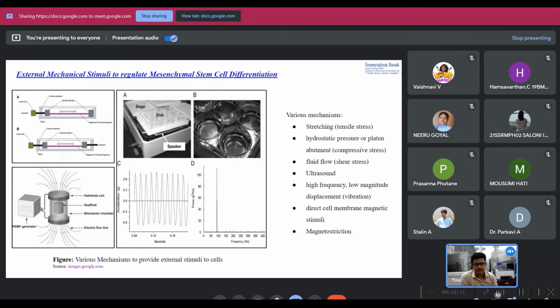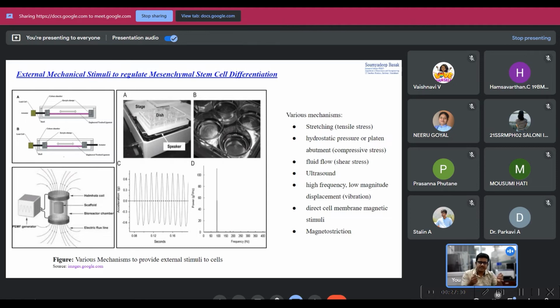For example, you can see in this top left corner, this is a uniaxial stretching unit, the basic diagram of a uniaxial stretching unit. Here you can see these two materials, these are the clips to hold a substrate. For example, let's say a nanofiber, or say a hydrogel block. And with the help of this actuator, which is nothing but a motor, this gel or the nanofiber substrate is uniaxially stretched.